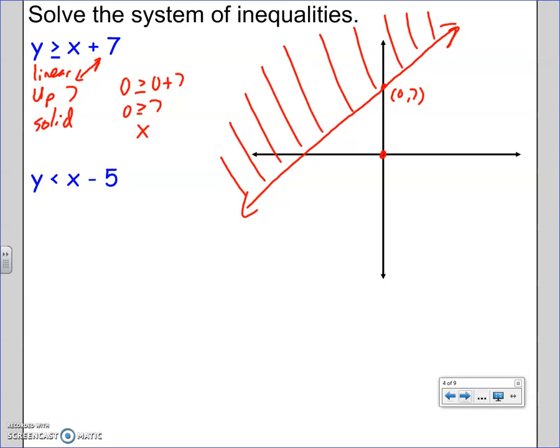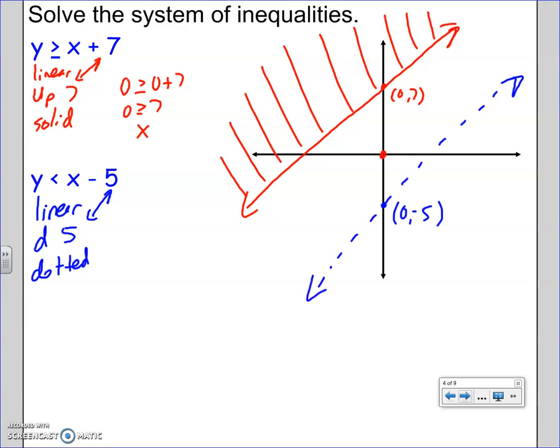Alright, I do the same thing for the other line. Again, linear, AHK form. So it's linear, it's a diagonal line. There's no a, so no vertical stretch or compress, no left or right, but that is down 5. And this one is dotted. So from 0, 0, down 5, let's call this 5. 0, negative 5. I draw a diagonal line dotted, and it's not stretched or compressed, so it's a perfect 45 degree angle. If you notice, these lines are parallel.